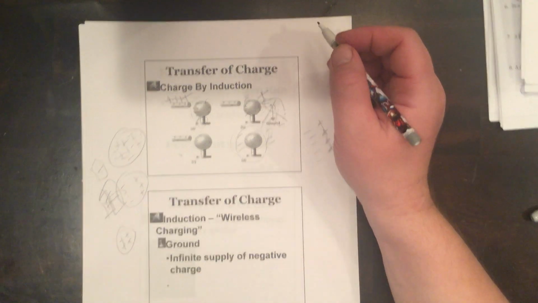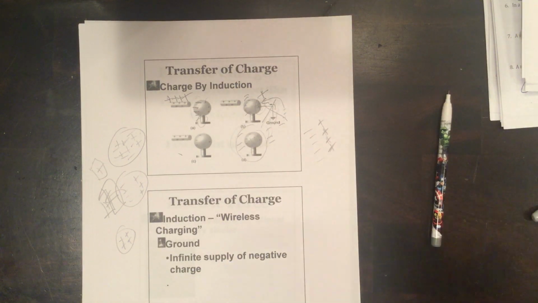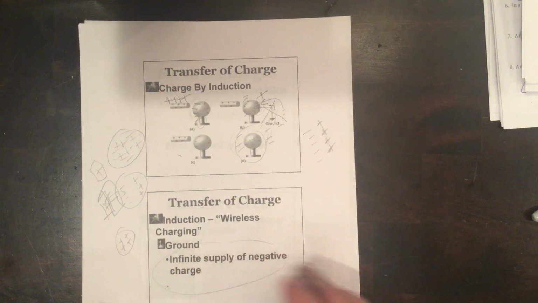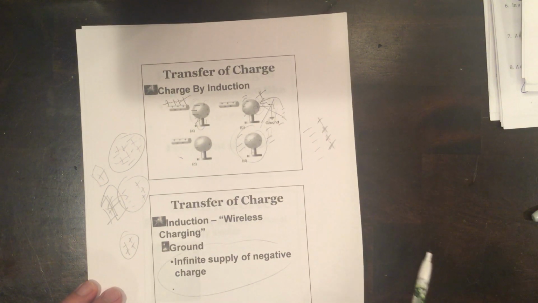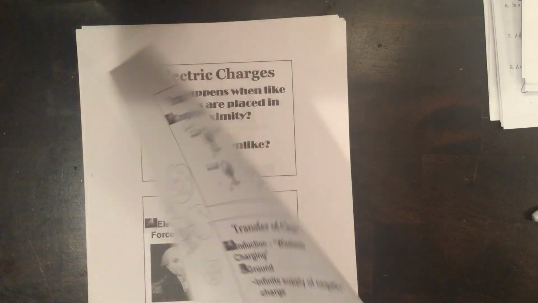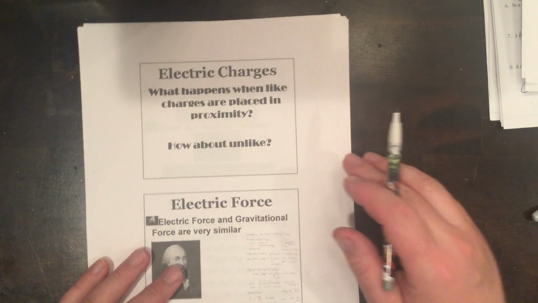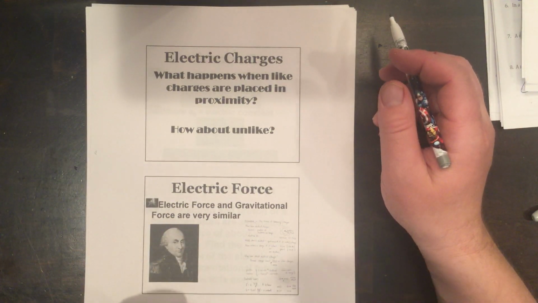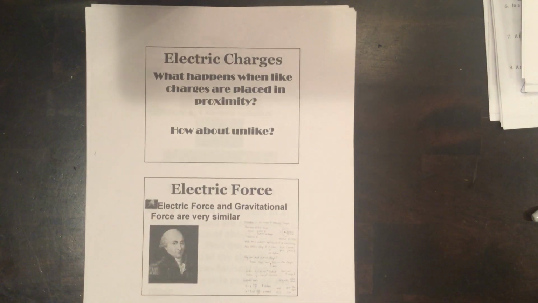Okay, I'm going to try to do that, hopefully I'll do that in another video in demonstrations. And here it says the ground is an infinite supply of negative charge. So, what happens when you get these charges in proximity or closeness?